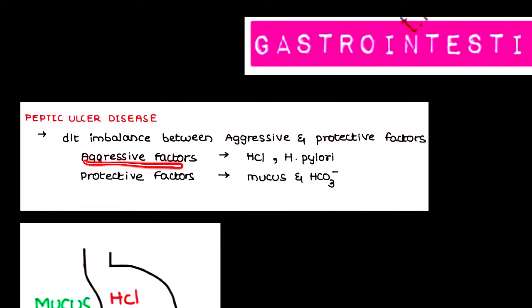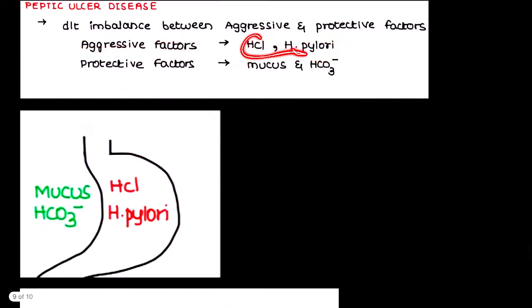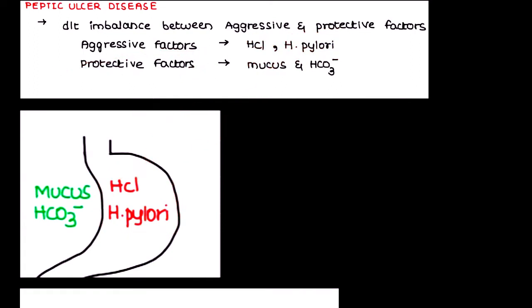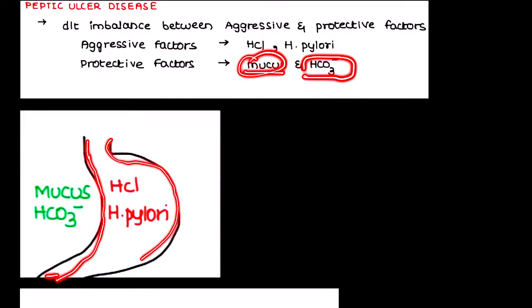Simply, the aggressive factors are our HCl and our H pylori. Our HCl is produced in our stomach, and H pylori are the microbes that are responsible for peptic ulcer. So these are our aggressive factors. And talking about protective factors, these are our mucus and HCO3. The mucus that is lining our GIT, and HCO3, bicarbonate. These are our protective factors.